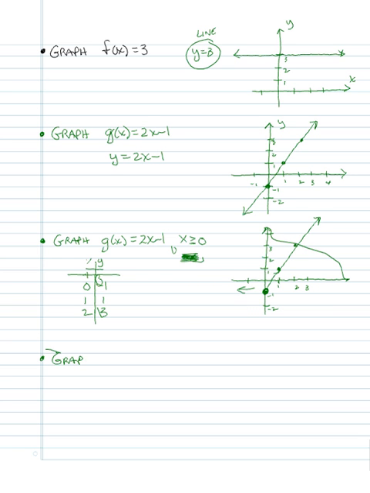Let's graph h of x, which is equal to, let's say, negative x plus 3. And here we have the condition, though, that x has to be less than 2. Okay, so let's set this up.